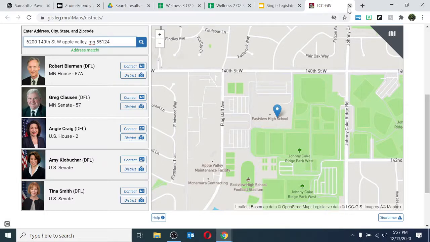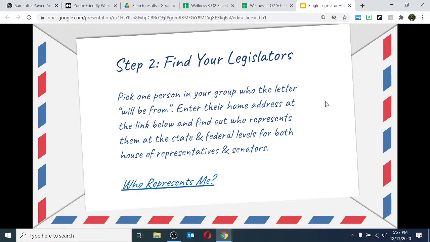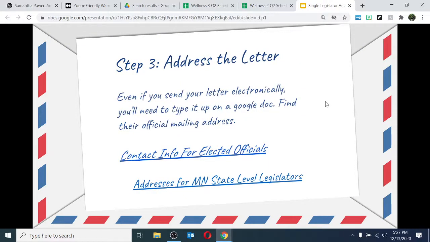So that's how you find out who represents you specifically. Okay. Now, again, I said the letter is going to be from one person in your group. So that one person, whoever is going to sign the letter, that's the person who needs to put in their address. Okay. Now, you do need to address a letter and find that legislator, the elected official's official mailing address, not just email, but mailing address, because you'll need that for the format. That's what will go at the top in the heading of your letter.